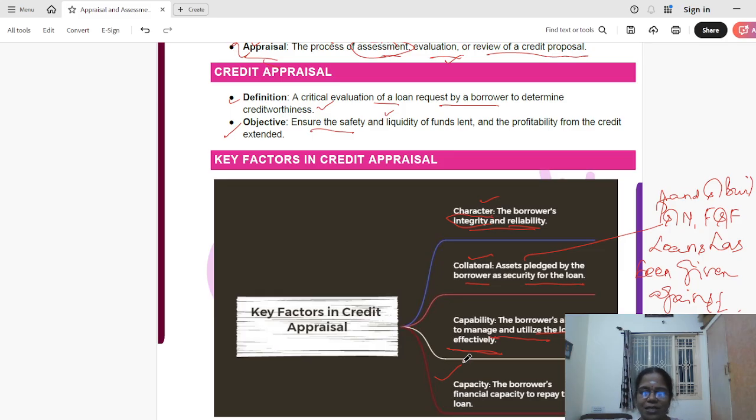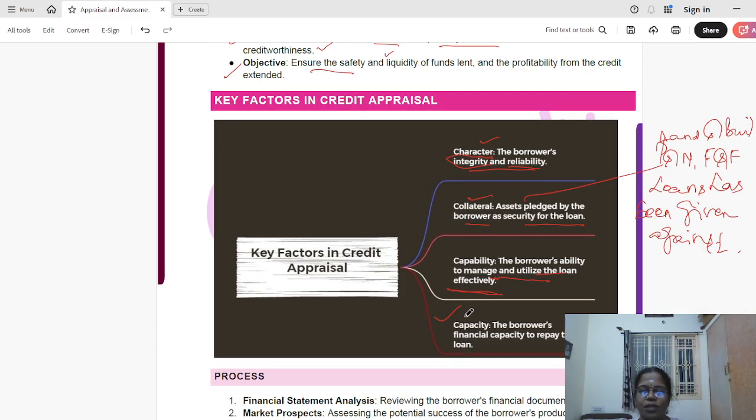And then another one is the capacity, the borrower's financial capacity to repay the loan, whether such a borrower is financially sound in order to repay the loan amount without any difficulties. So when it comes to the key factors in credit appraisal, first they will look into the character of the borrower, then the collateral security, then the capability of the customer, and the capacity of the customer should be taken into account. So those are the credit factors in credit appraisal. We have already discussed these in the principles of lending in my previous video.